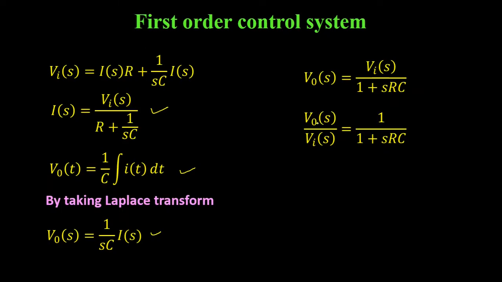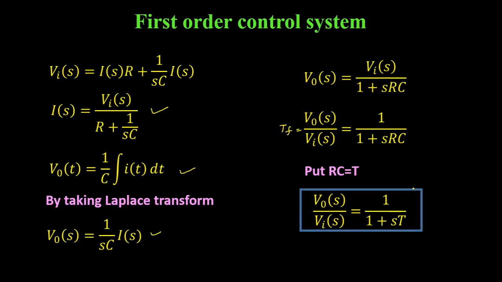We know that the output voltage upon input voltage is the transfer function of the system. So this is the transfer function which is equal to 1 upon 1 plus sRC. Now we put RC is equal to T. This RC is called as a time constant. So when we put RC is equal to T, we get transfer function is equal to 1 upon 1 plus sT. So this is the transfer function of this first order control system.